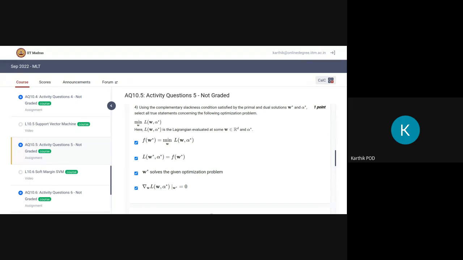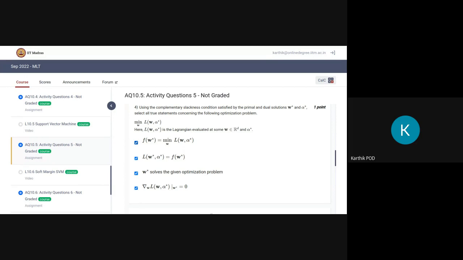Okay, so this last option is what is called the stationarity, right? This comes from the KKT conditions, if you remember. I thought we are finding the value of W star at the gradient, and it's kind of optimum, so it would be 0. That's how I thought. I have a doubt in options A and B.